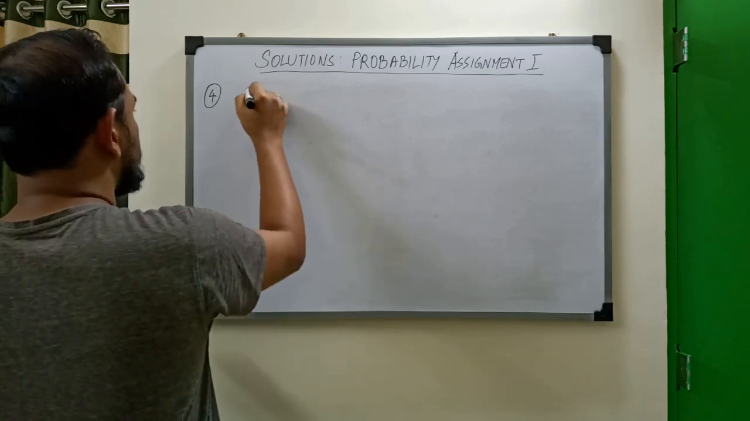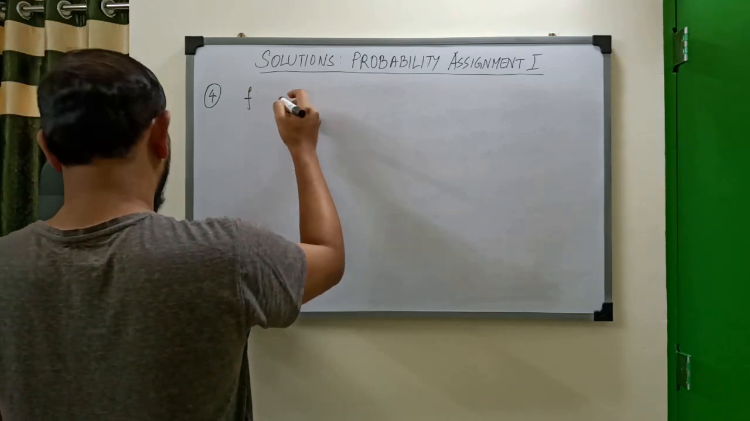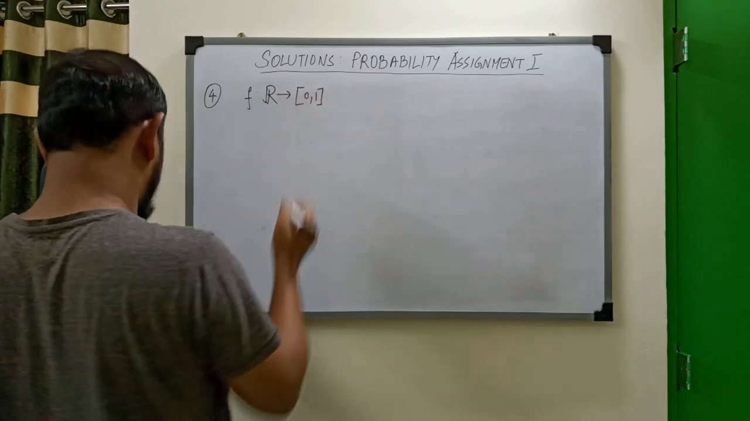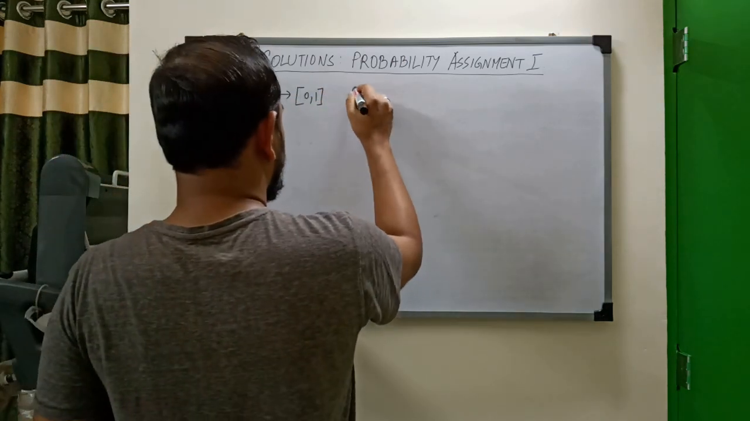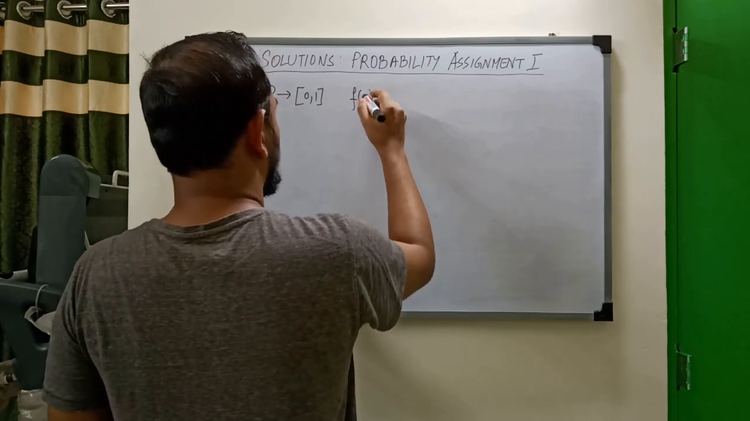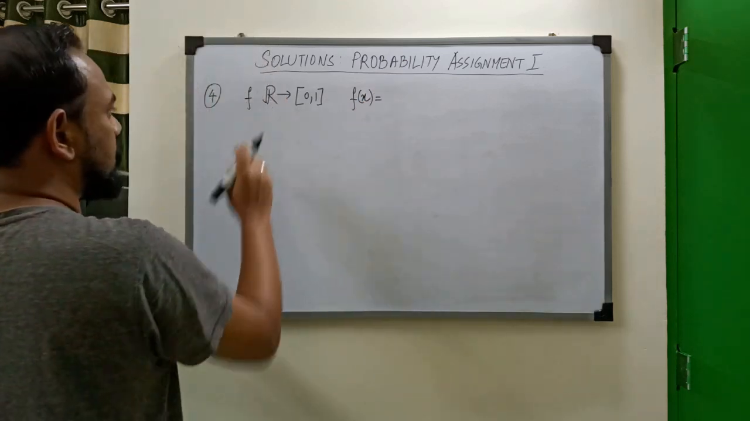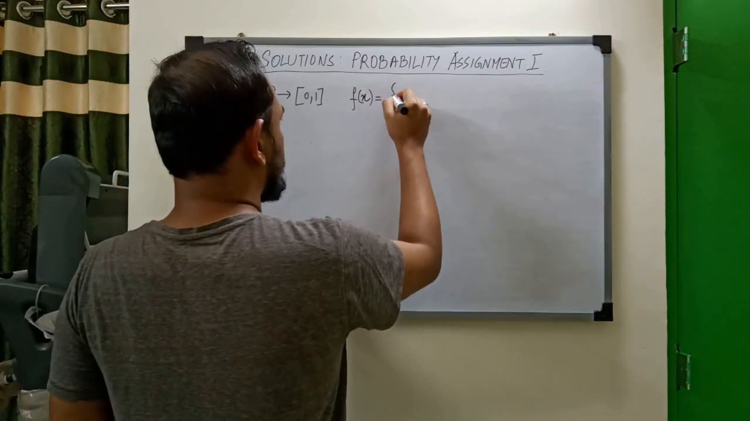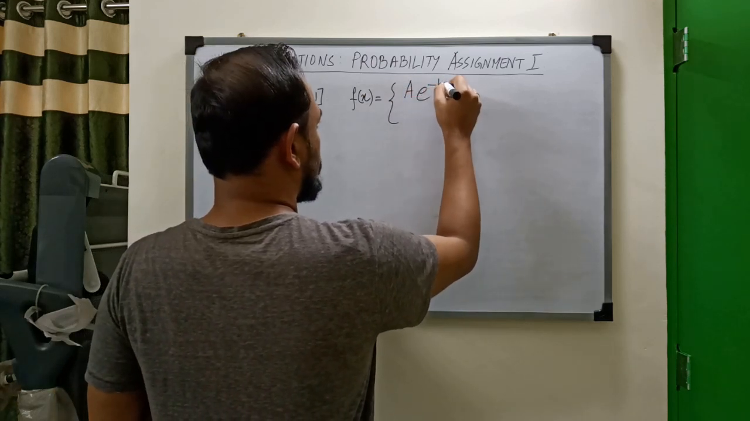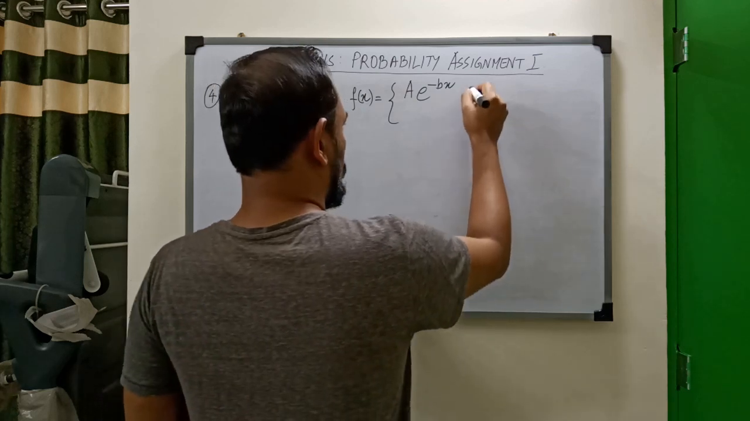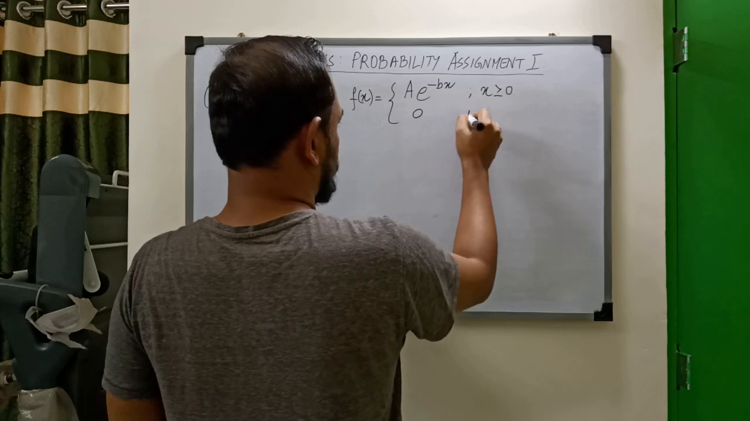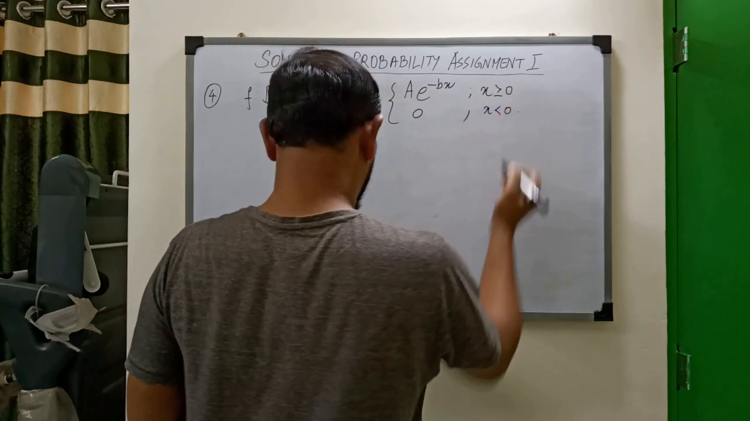We have a function that is given to us, a function from the real numbers to the closed interval 0, 1. And the function is defined like this. f(x) is equal to, I want to use small x to show that it's a real number and not a random variable, A e to the power minus bx, where A is a constant, when x is greater than or equal to 0. And this function is just 0 when x is less than 0.